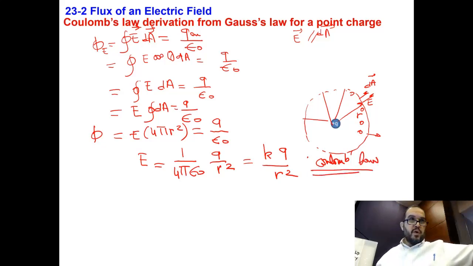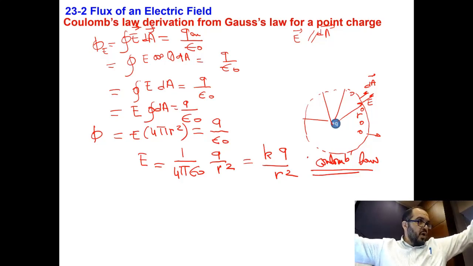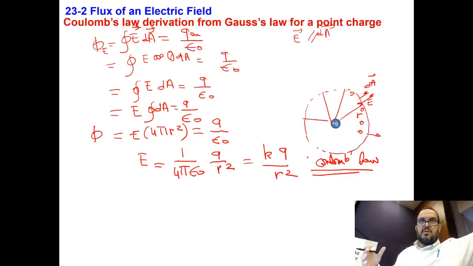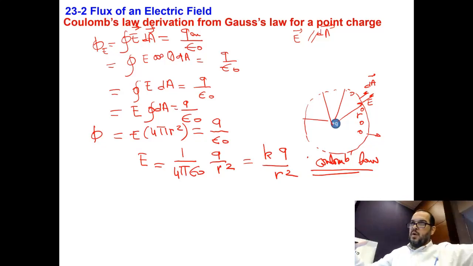Notice earlier we used Coulomb's law to derive Gauss's law. We started with Coulomb's law and reached that the flux is equal to the charge enclosed divided by epsilon 0. So we started with Coulomb's law and we derived Gauss's law. Here we did the opposite. We started with Gauss's law. This is Gauss's law.